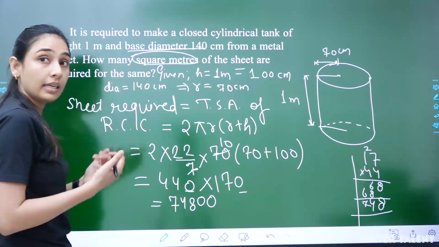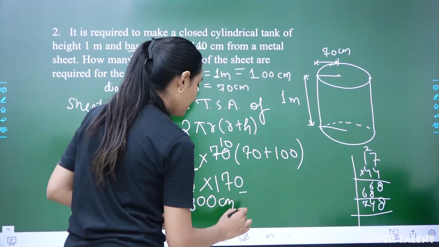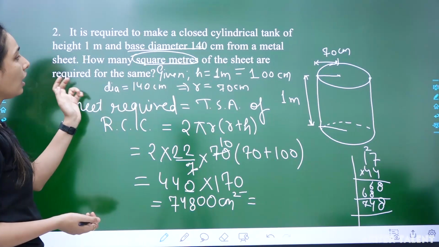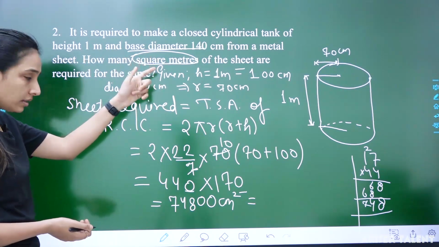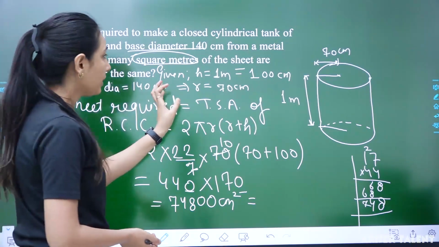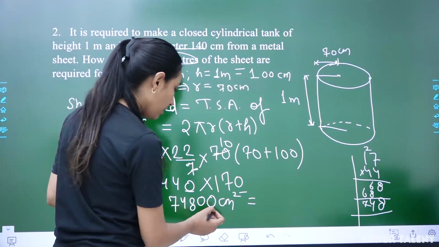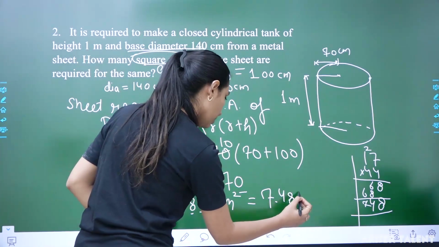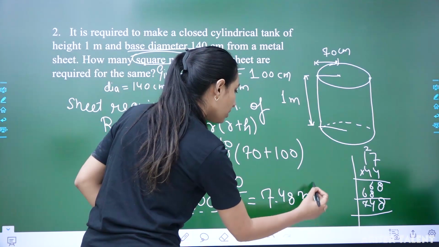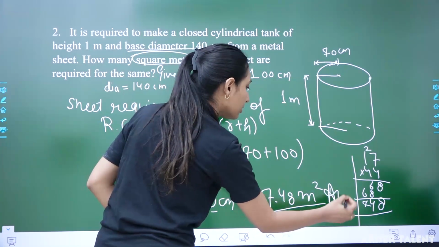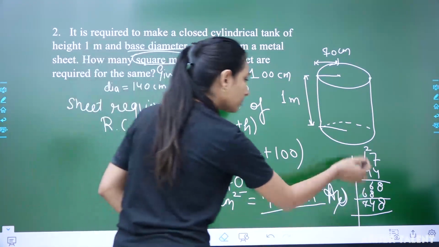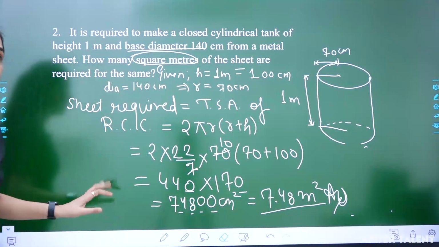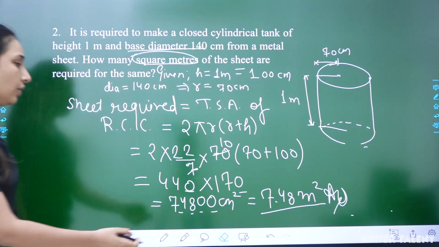This is in centimeter square, and it's asking how many square meters. So this you have to take care of. So that will be 1, 2, 3, 4, and that will be your answer. Understood? That will be your answer for sure. Okay, noted.